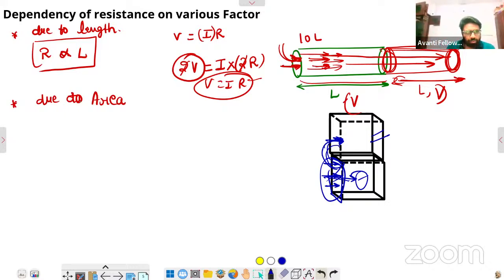ठीक है. सो ऑन एरिया इफ यू विल सी, रेसिस्टेंस इज इनवर्सली प्रोपोर्शनल टू एरिया. ठीक है. रेसिस्टेंस क्या है? इनवर्सली प्रोपोर्शनल टू द एरिया.